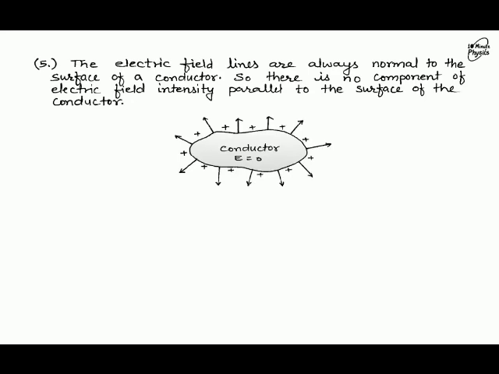The fifth property is that electric field lines are always normal to the surface. Electric field lines are not parallel to the surface. They will always be perpendicular to the surface of a conductor. All the electric field lines are perpendicular to the surface of a conductor, and the electric field inside a conductor is equal to 0, so there will be no component of the electric field intensity parallel to the surface of a conductor. So this is the fifth property of electric field lines.